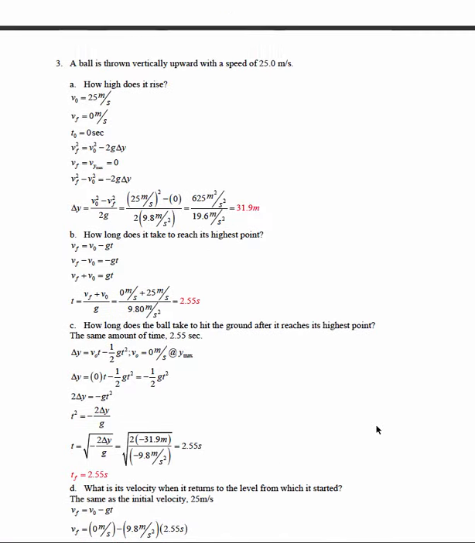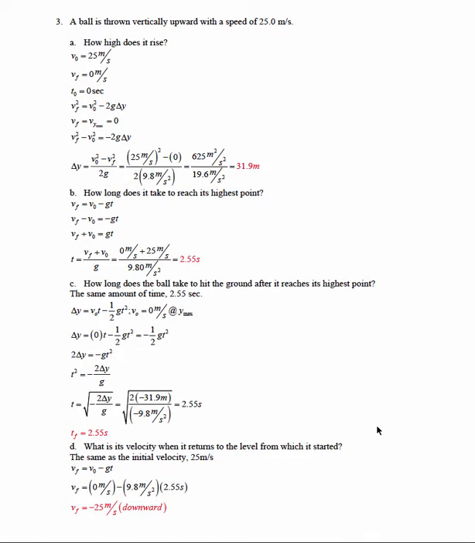Problem 3, this is our problem where we are throwing an object straight up vertically. So we have a ball that's thrown vertically upward with a speed of 25 meters per second. Okay, this is a 4-part problem.